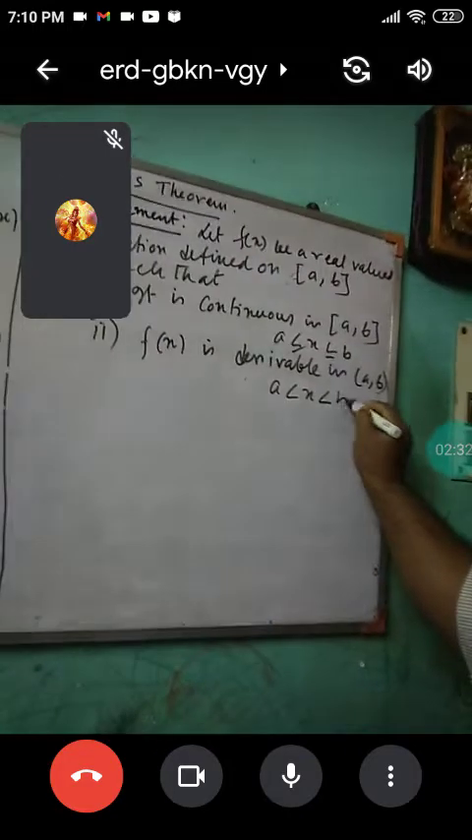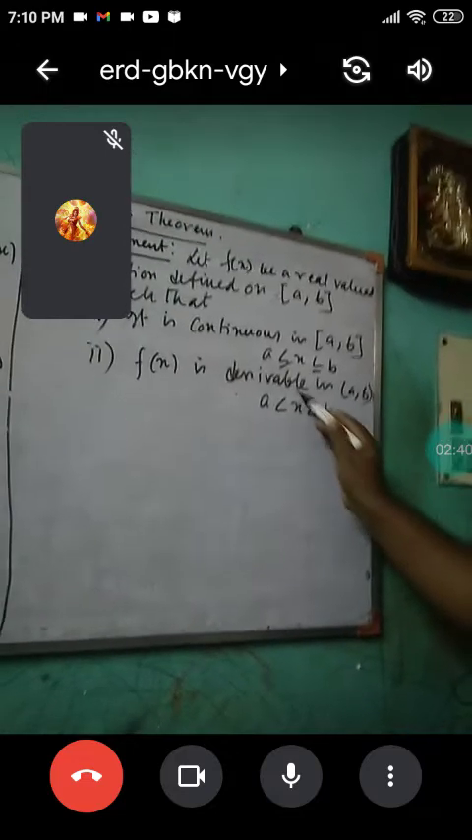Number two, f(x) is derivable in open interval (a, b), that is, a < x < b. This is the second condition, derivable. That means you have to find f'(x) and check it. If we take any value from a to b and put it in f'(x), we should get a particular value. If we get a particular value, then we can say it is derivable.